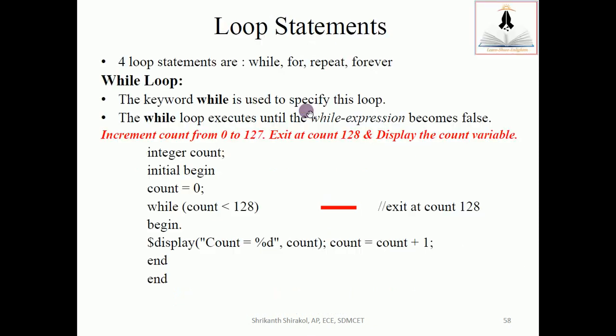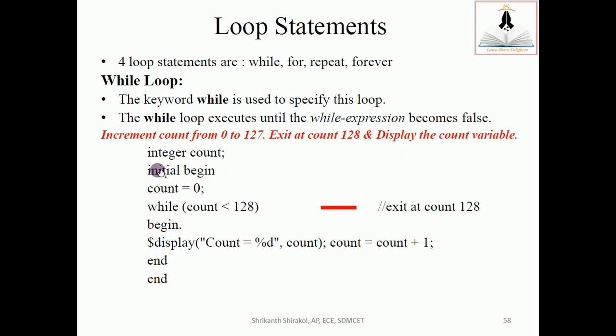So the while loop, the keyword used is while, and this is much similar to the while loop that we normally use in C programming. The while loop executes until the while expression becomes false. To explore it, I have taken one example. In this example, we are trying to increment a count from 0 to 127, exit at count 128, and display the count variable. So this is a problem statement given to us.